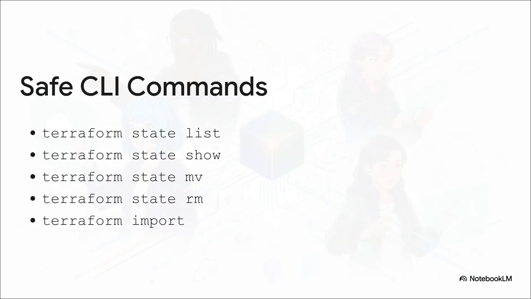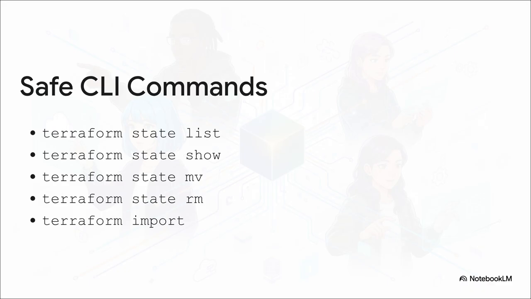Look, even if you have all these best practices locked in, there are just going to be moments when reality drifts away from your code, or you need to refactor some resources, but you definitely can't afford to tear down the entire production environment. When that happens, knowing your safe CLI commands is crucial. You can use terraform state list to see everything hanging out inside your state, or state show to really inspect one specific resource. You've got state mv to move items around, and state rm to remove something from your state file without actually deleting the real-world infrastructure, which is amazing if you just want to stop managing a resource via code.